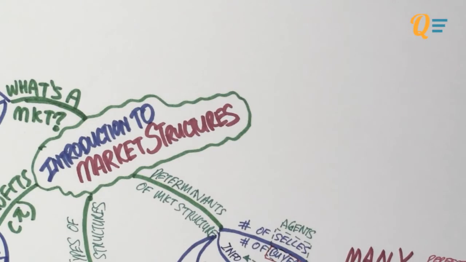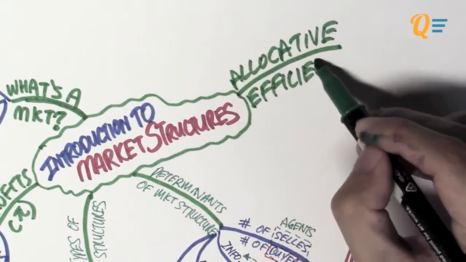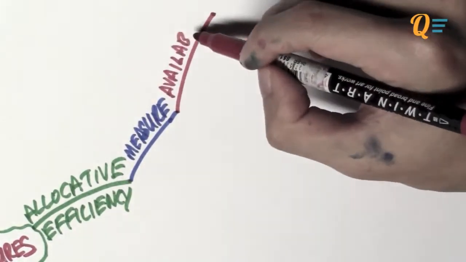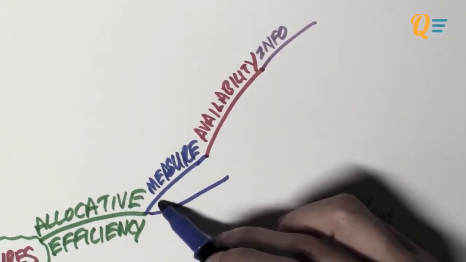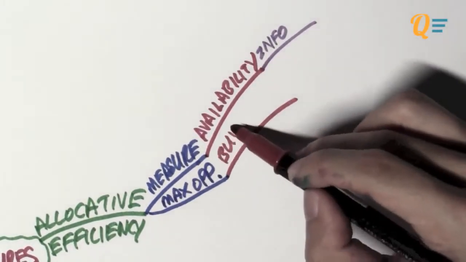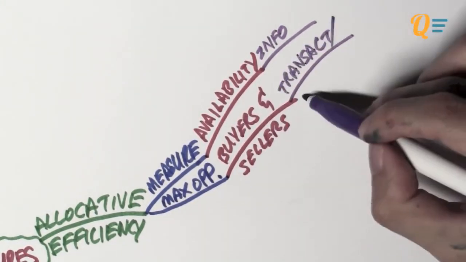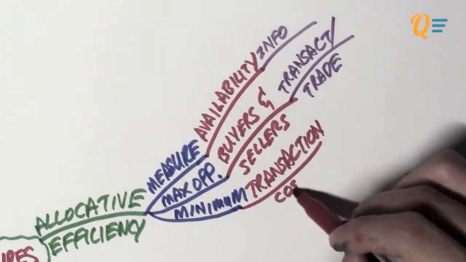Now that we understand the 4 different types of market structures and what determines them, we're going to move on to the last topic, which is allocative efficiency. So let's start with the definition of allocative efficiency. It is simply a measure of how available information is. Information for what purpose? It is information to maximize the opportunities that buyers and sellers have to transact or trade in the market. And more specifically, they are able to trade at the minimum transaction cost.